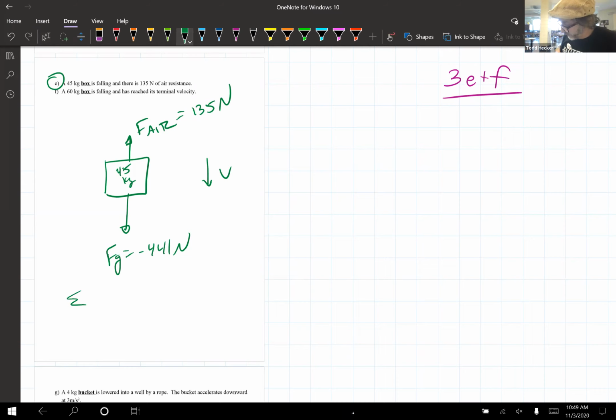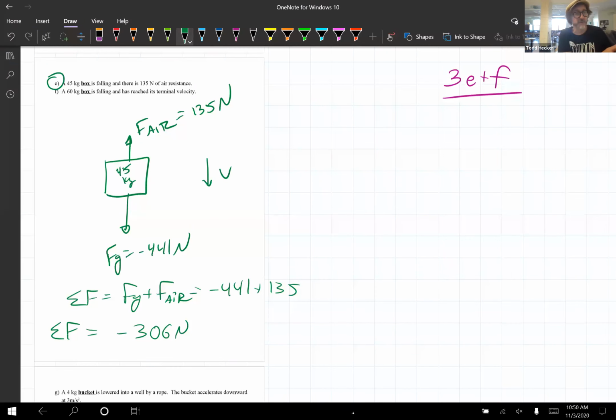So we can find our net force. That's just going to be the total force. It's going to be gravity plus air. So negative 441 plus 135 gives you, what is that, negative 306? Is that right? I just did that in my head. I should probably double check it. If I'd been smart, I would have done that before I started recording, but I'm not. So, yes, good. And so now I can find my acceleration.